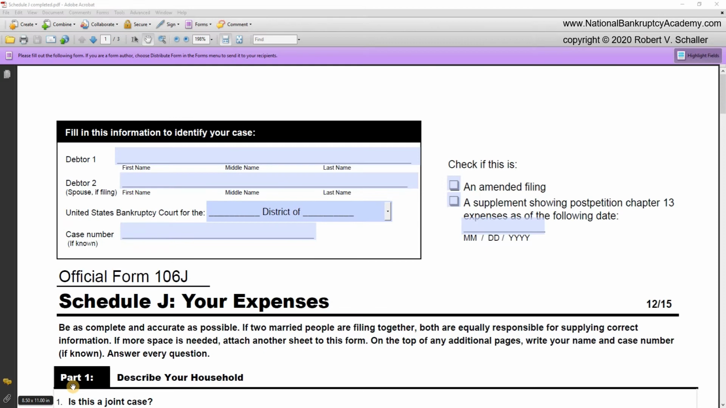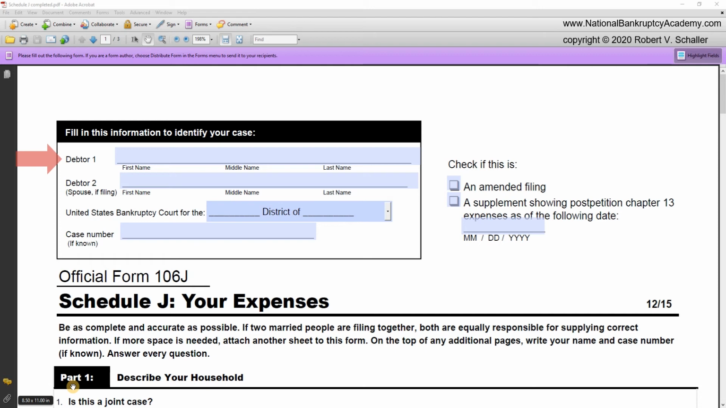So now let's go look at Official Form 106J, Schedule J, your expenses. In the upper corner is the familiar box starting with the instruction, fill in this information to identify your case. This is where we're going to identify Debtor 1, Debtor 2, and also the United States Bankruptcy Court in which the case will be filed. So let's start filling it out.